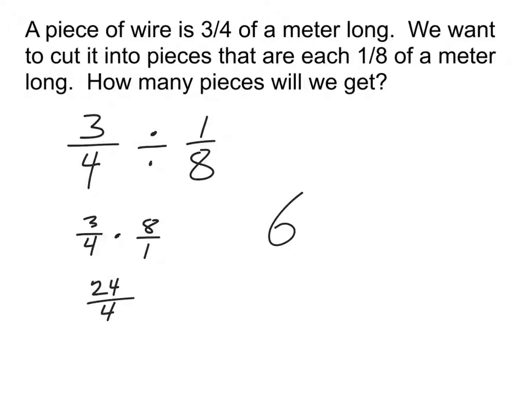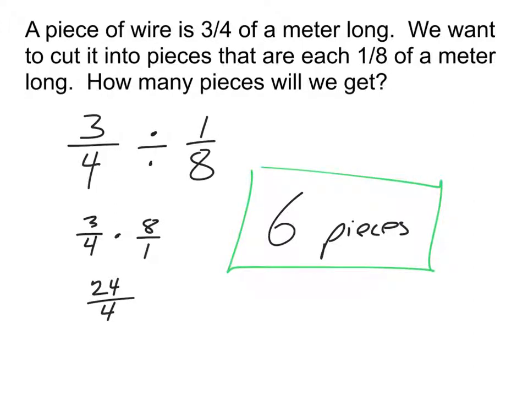Now, again, thinking about what are the units there, that's 6 what? Well, if you're not sure, go back to the question. How many pieces will we get? 6. Therefore, it must be 6 pieces. And so then that would be our final answer. 6 pieces is how many we get out of that whole piece of wire.